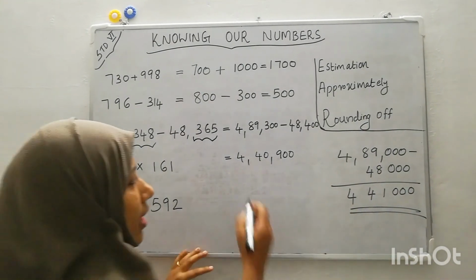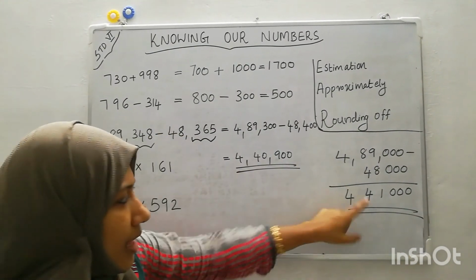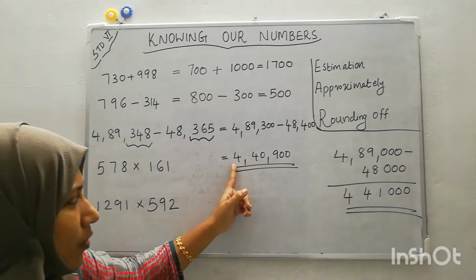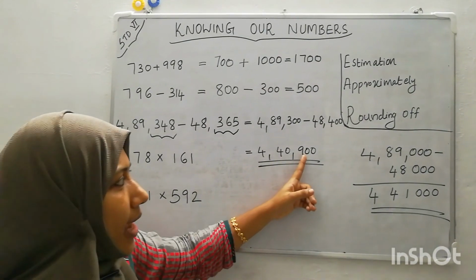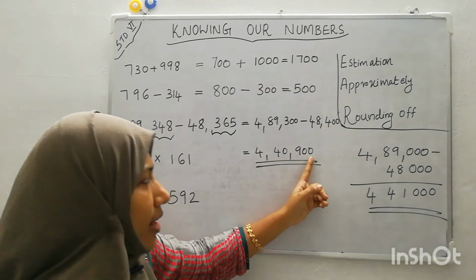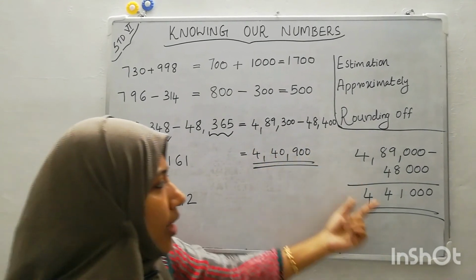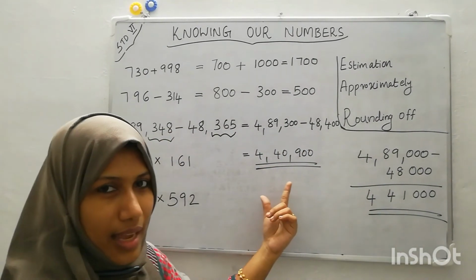Look at these two numbers. Is it the approximation of this value? That is 440,900. This 900 is more close to 1000. So 441,000.